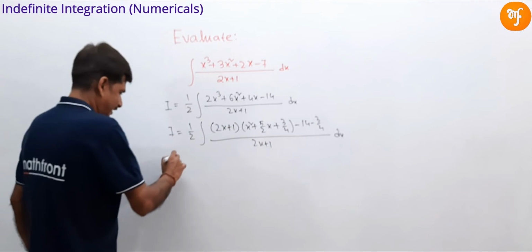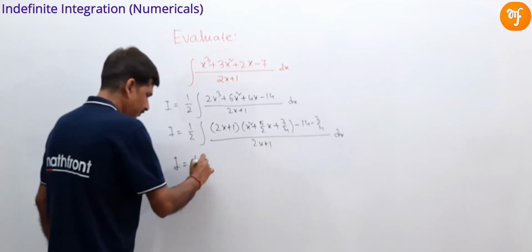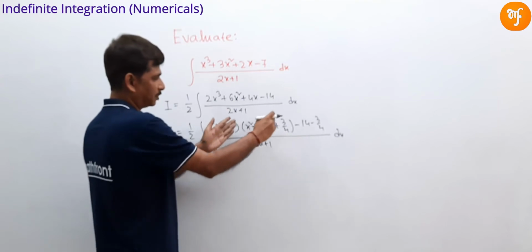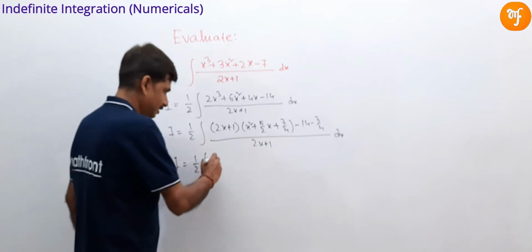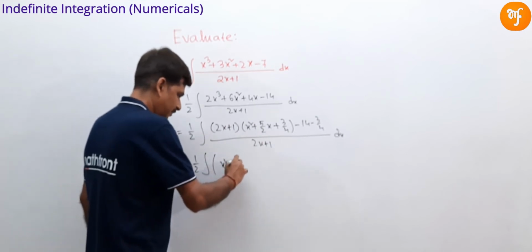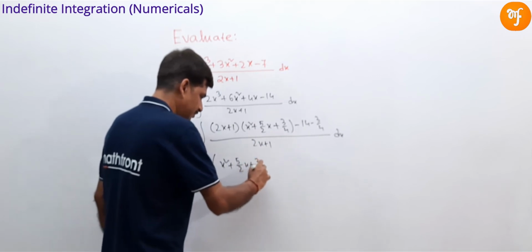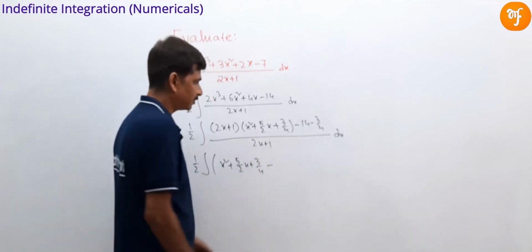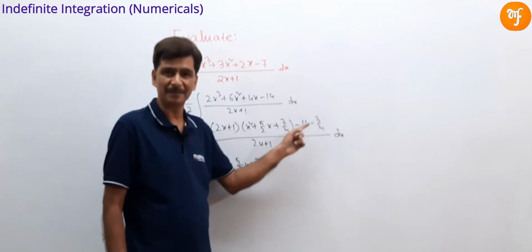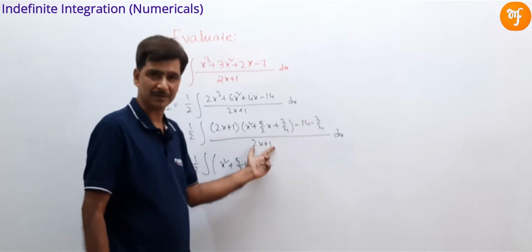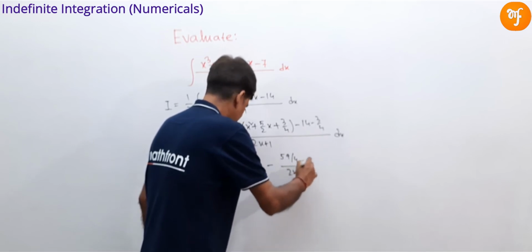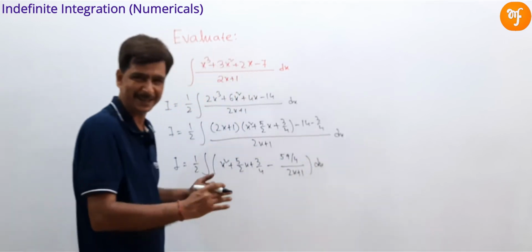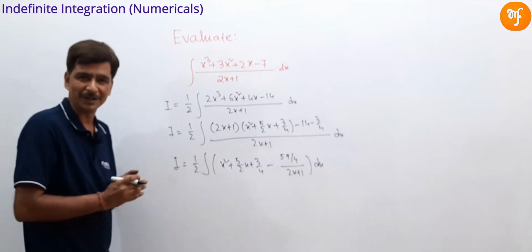Okay. So I is half of the integration of, now 2x plus 1 into x square plus 5 by 2 into x plus 3 by 4, whole divided by 2x plus 1, can be written as x square plus 5 by 2 into x plus 3 by 4, minus, this will be simplified as minus 59 by 4 divided by 2x plus 1. So this can be written as minus 59 by 4 divided by 2x plus 1 dx. Okay, clear?